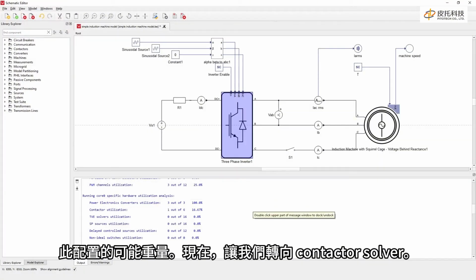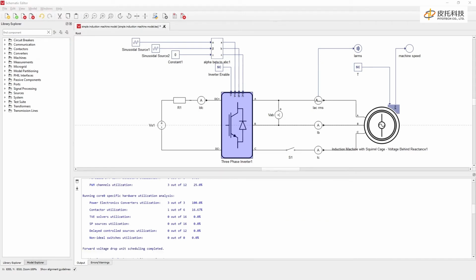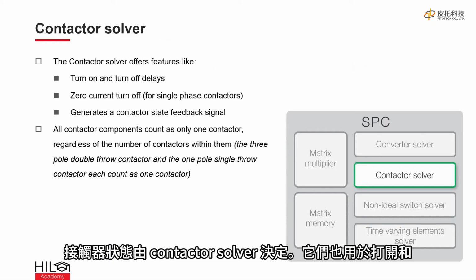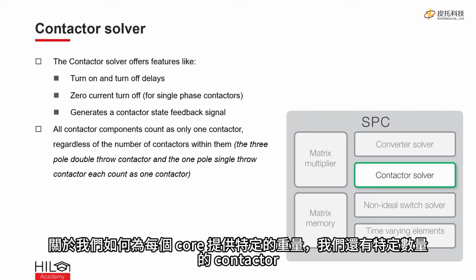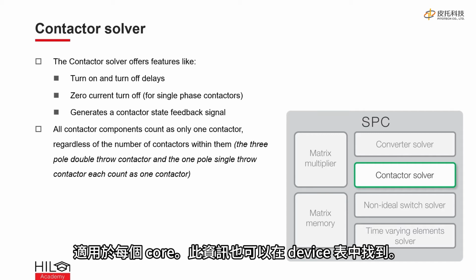Now, let's move to the contactor solver. Contactor states are determined by the contactor solver. They are also used for turn-on and turn-off delays, zero current turn-off, and generating feedback signals. Similarly to how we have a specific weight available per core, we also have a specific number of contactors available for each core. This information can be found in the device table as well.